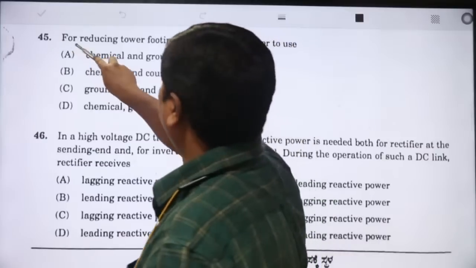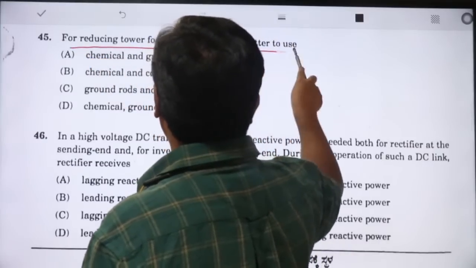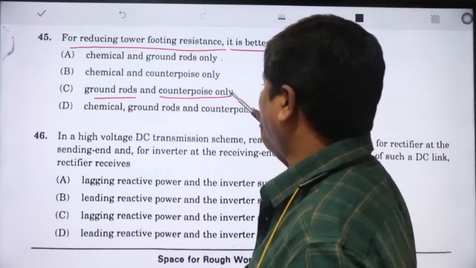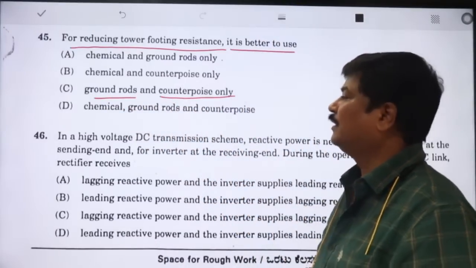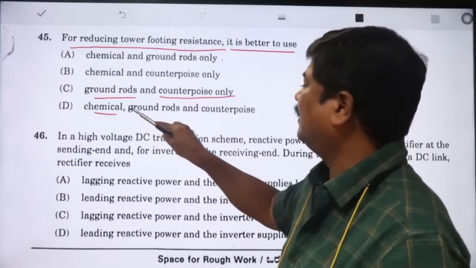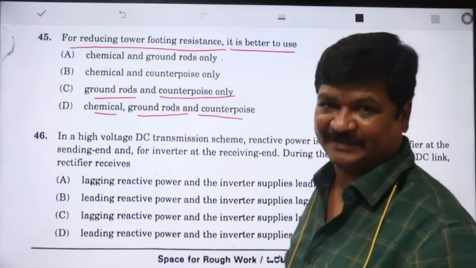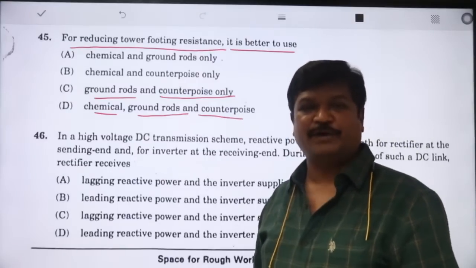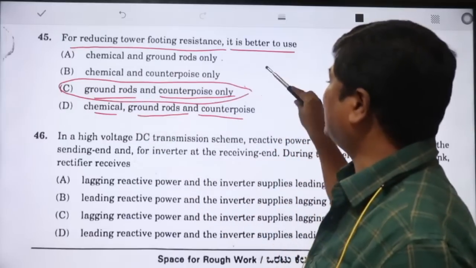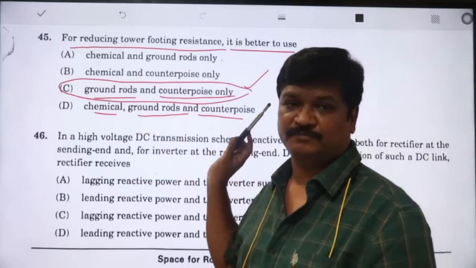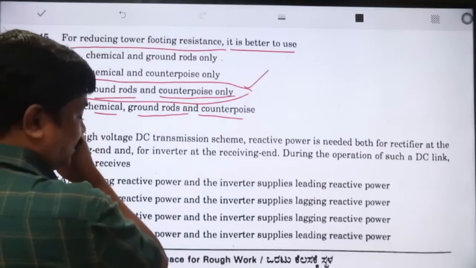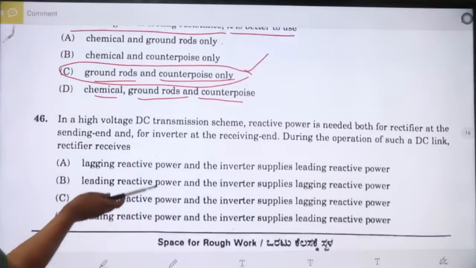For reducing the tower footing resistance, it is better to use ground rods and counterpoise. This is the option given in the CL Wadhwa textbook, and some books give chemical, ground rods and counterpoise. What the examiner will give we don't know, but this question's answer is available in CL Wadhwa. Some other textbooks also give this one, but we want to see what the examiner is going to give. So this one next.